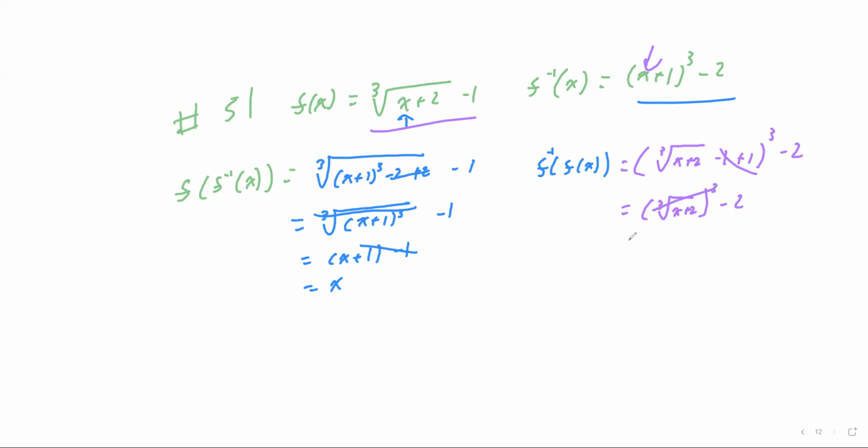The cube root and the cube would cancel. So I now have x plus 2 minus 2. The 2's would cancel. So I now have x. So you did properly verify. That's pretty much everything that you'll see in the homework and pretty much what this section is.